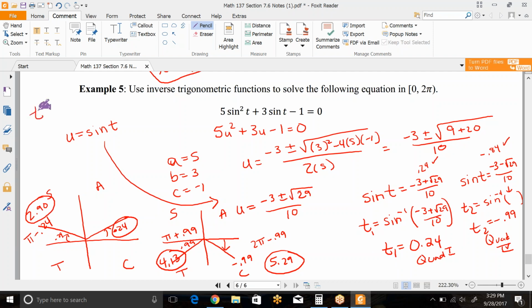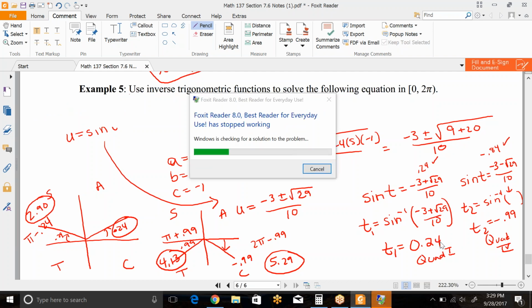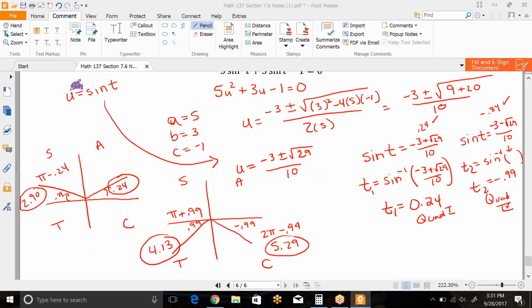The answers were, from least to greatest, 0.24, 2.90, 4.13, and 5.29, and I don't know why they just erased. A little bit weird, but I will try to write them again. Okay, let me start over. I just had to reboot the PDF.